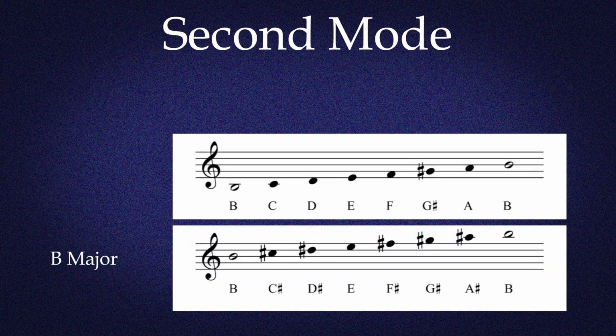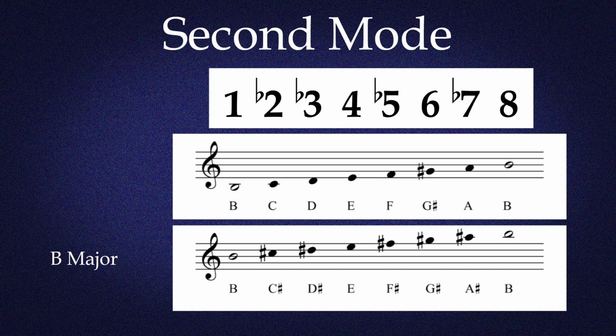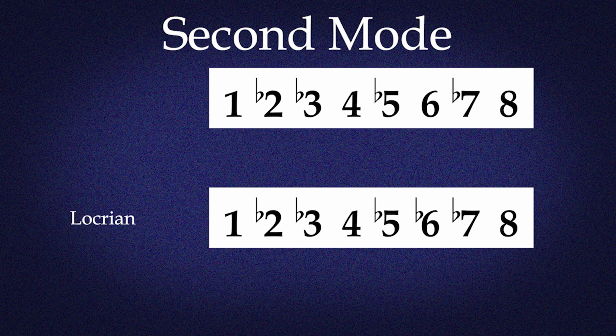If we compare it to its parallel major scale, B major, we get the formula of 1, flat 2, flat 3, 4, flat 5, 6, flat 7, 8. Because it is most similar to Locrian, this mode is often referred to as Locrian sharp 6. Notice it is not referred to as a natural sixth, although I do occasionally see it erroneously described that way.